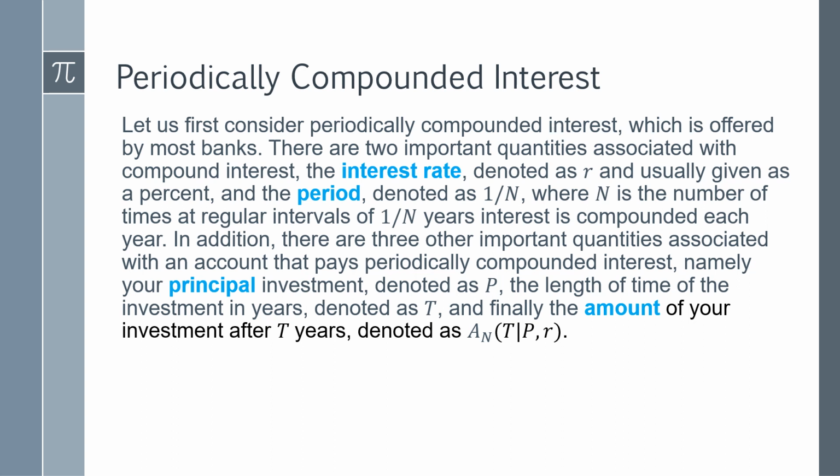In addition, there are three other important quantities associated with an account that pays periodically compounding interest, namely your principal investment, denoted as P, the length of time of the investment in years, denoted as T, and finally the amount of your investment after T years, denoted as A sub n of T, with P and R as parameters.